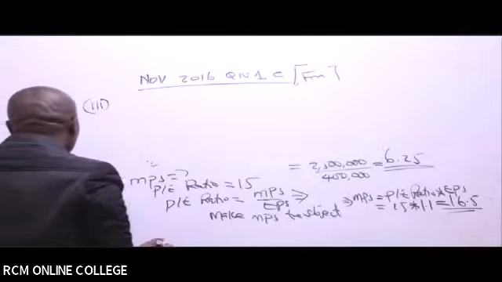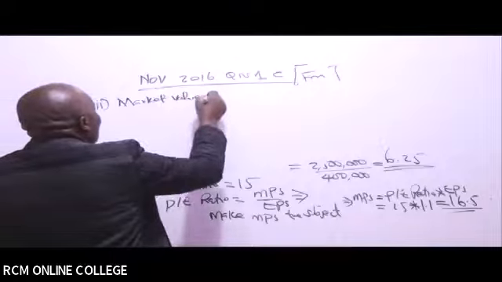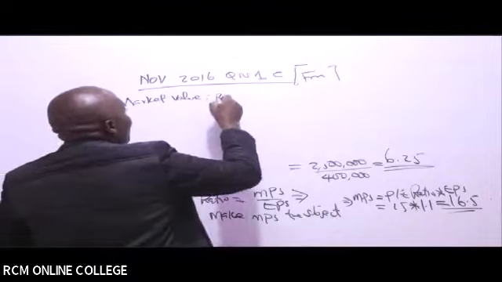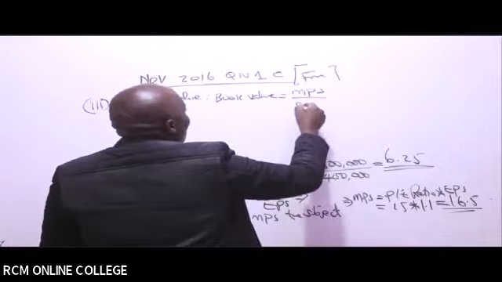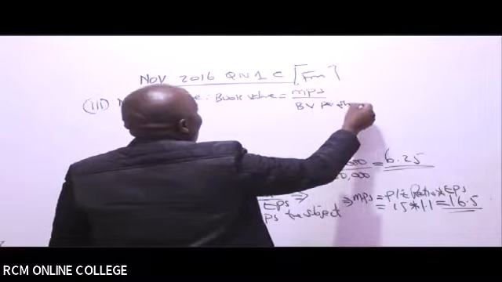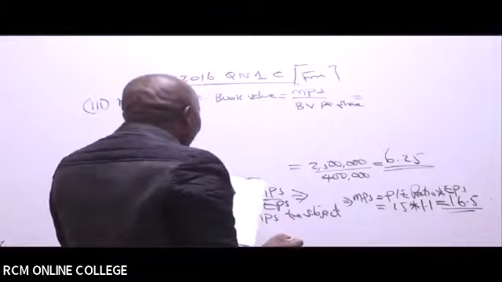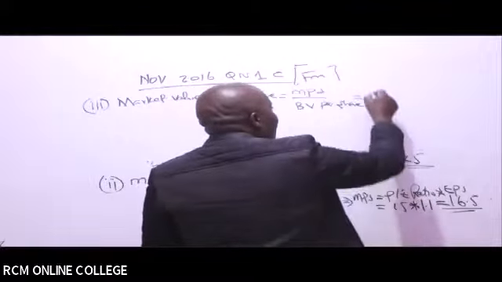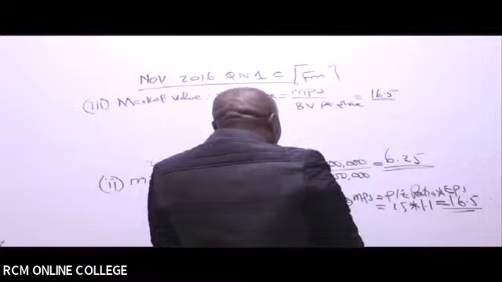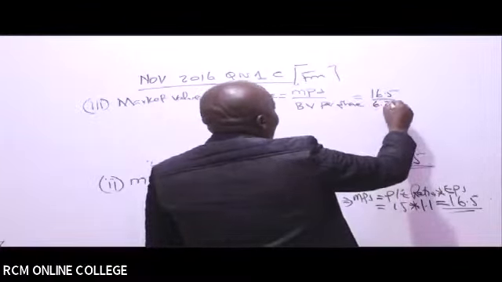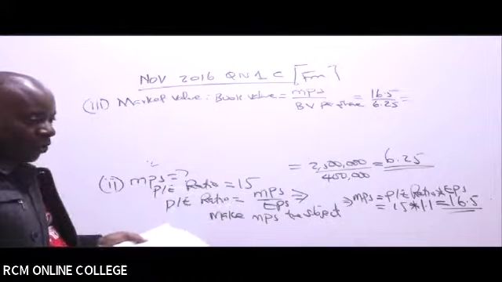So Roman 3, ladies and gentlemen, what do we have here? They want me to calculate market value to book value. So then this will be MPS over book value per share. The market price per share, I've computed it here. It is 16.5, all over the book value, which we got somewhere up there, which was 6.25.